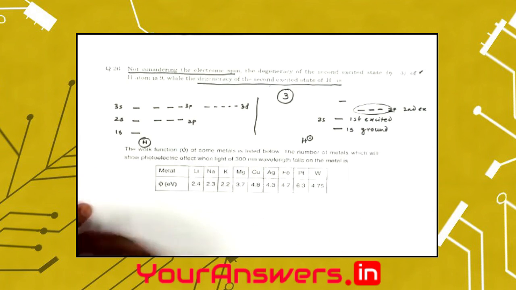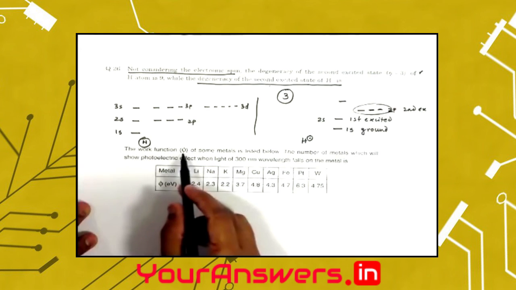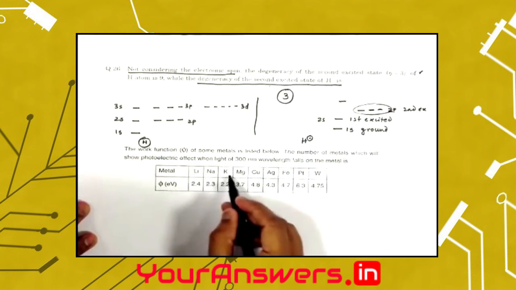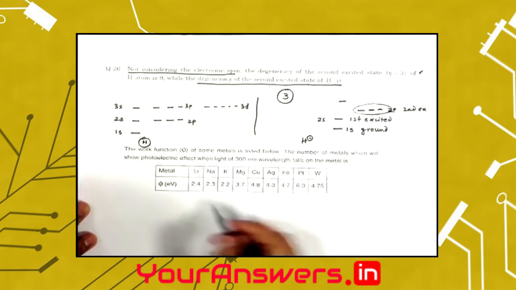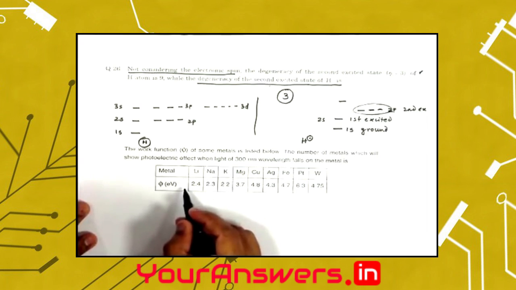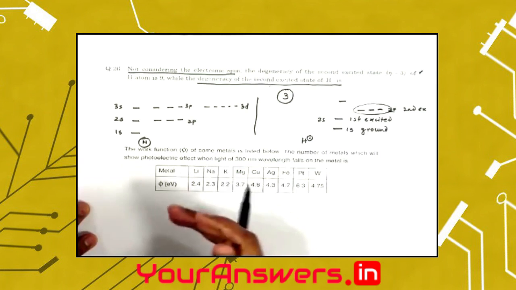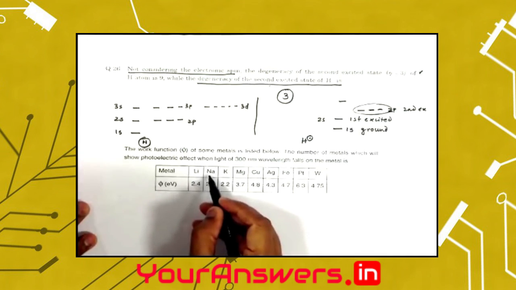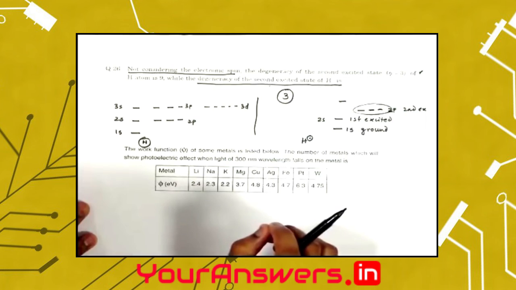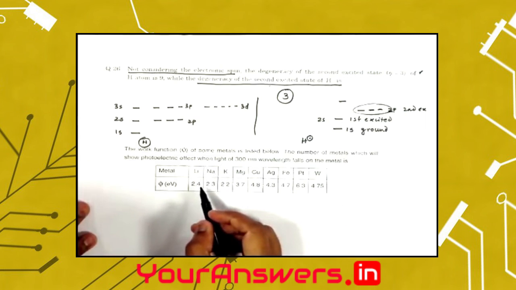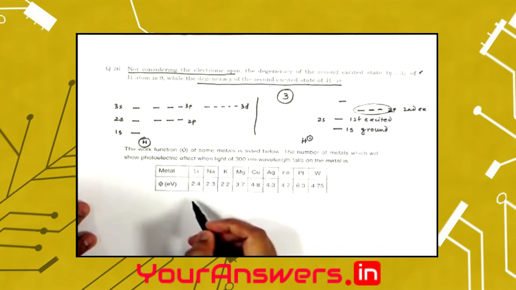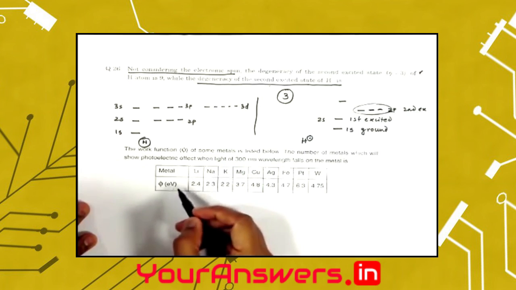The next question is from the photoelectric effect. It says that the work function of some metals is listed below. So, lithium, sodium, potassium and others. If you remember, work function indicates the minimum amount of energy that you must supply to the metal before you can take out its electron from the metal. So, this essentially indicates the binding energy of the electron to that metal.